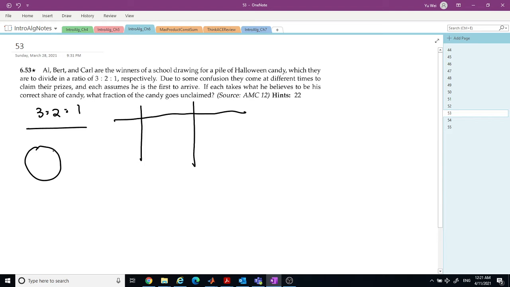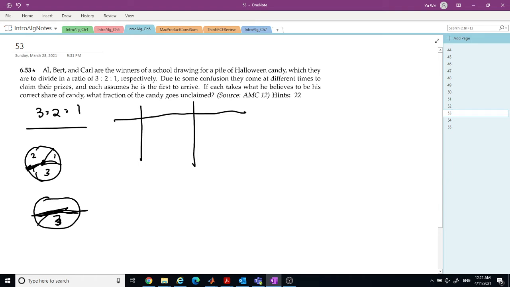Let's cut it into 3 pieces, 2 pieces, and 1 piece. I'm sorry, it's not a very good ratio. 3, 2, 1. If they come at the same time, one takes this amount of pieces, the other takes this one and this one. What does it mean when they come at different times and both assume they are first to come? For example, when A comes, he thinks he needs to take the 3 pieces, that's half of it. So he takes the 3 pieces.